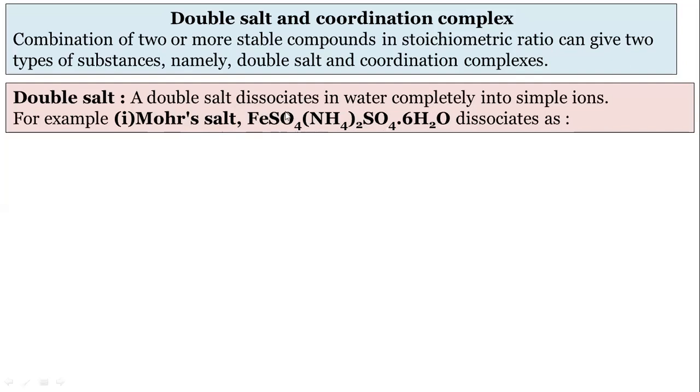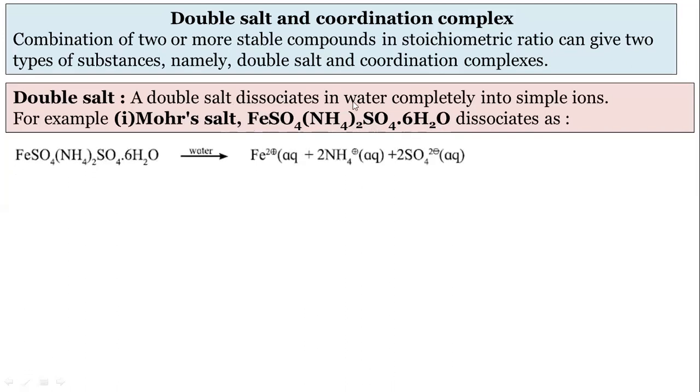Remember this formula. It can be asked for 1 mark: FeSO4, (NH4)2SO4, 6H2O. This formula can be asked for 1 mark in the board exam. Remember this Mohr salt. Why this is a double salt, I will explain.